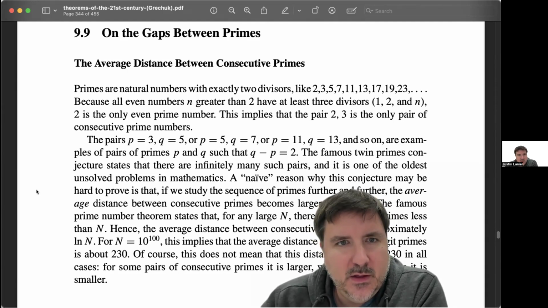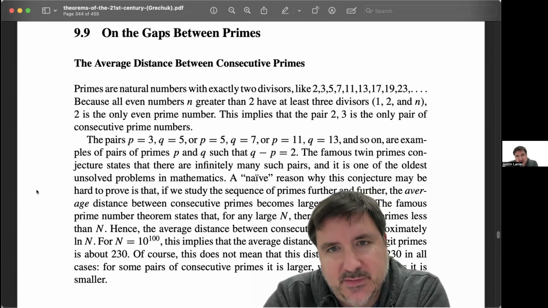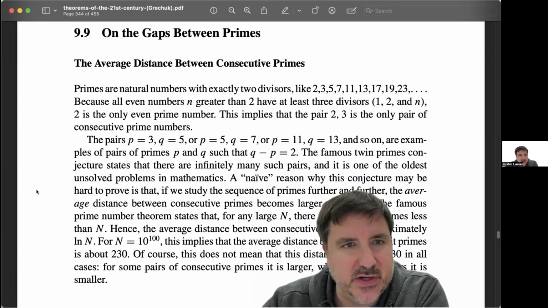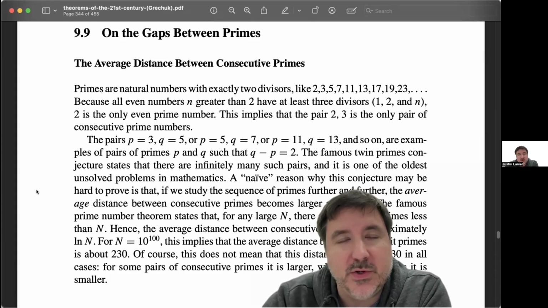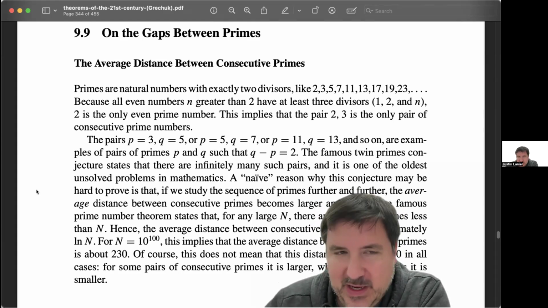Okay, circle back. Pairs. Okay, P is 3 and Q is 5. So we're doing P's and Q's. Okay, maybe 5 and 7, or 11 and 13. Okay, those are right next to each other. Well, almost right next to each other. They're two apart, two apart, and so on are examples of pairs of primes P and Q such that Q minus P is 2. Okay, the end of the sentence is where P and Q show up. Great. All right, I understand now.